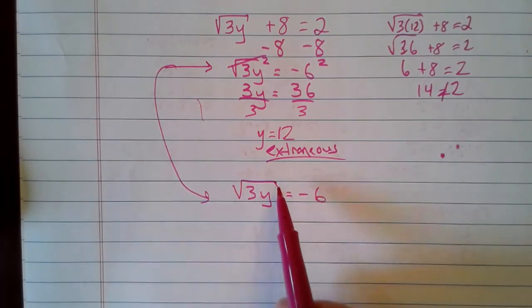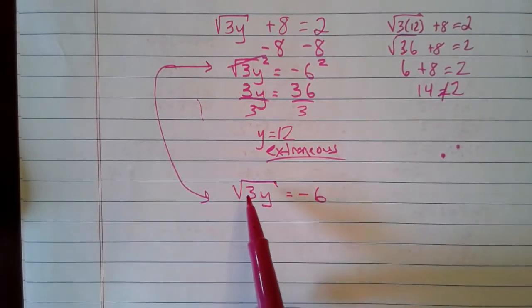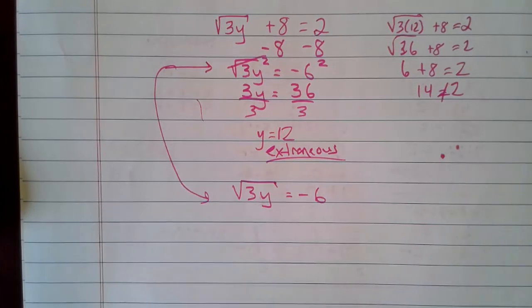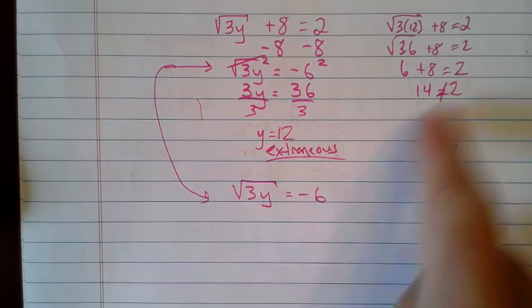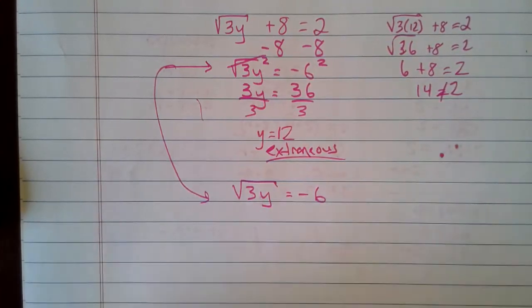So that means if at any time you're left with a radical and it equals a negative value, there's going to be no real solutions, no real numbers that will make that true. So that is why when we got 12 and we plugged it back into the original equation here, it just did not work.